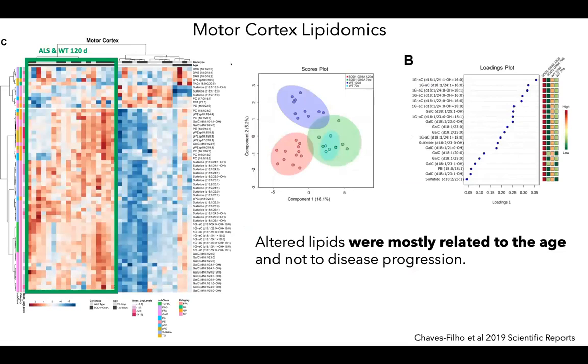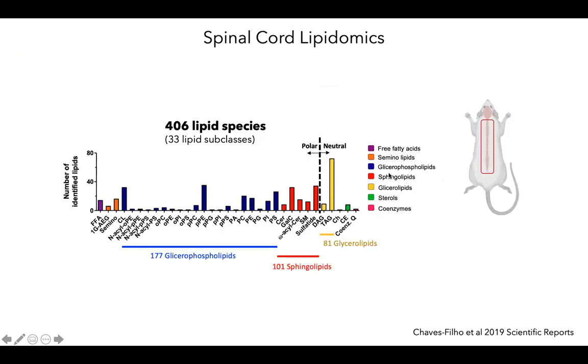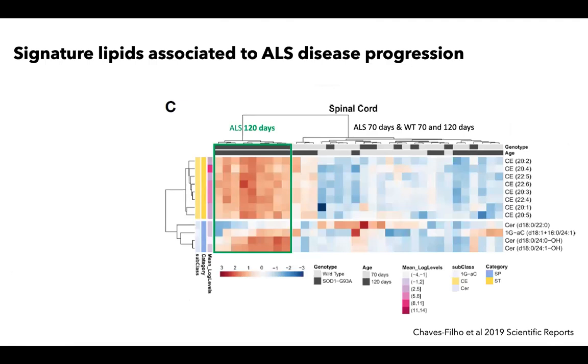In motor cortex, we did not find a difference by the disease. Most of the difference that we observed in the lipidomic composition was related to age. In the spinal cord lipidomics, we monitored about 400 lipid species, and we could find signature lipids that were associated with ALS disease progression. We found an increase in cholesterol esters and also ceramides in these ALS symptomatic animals.